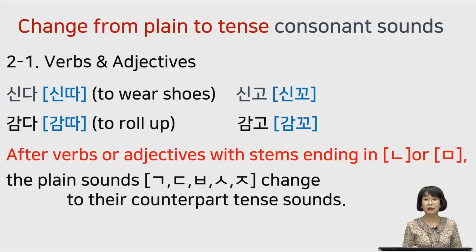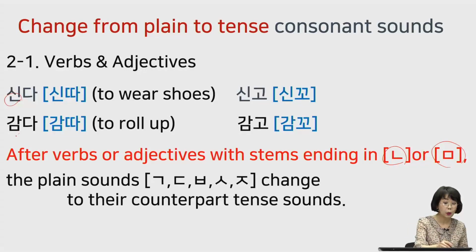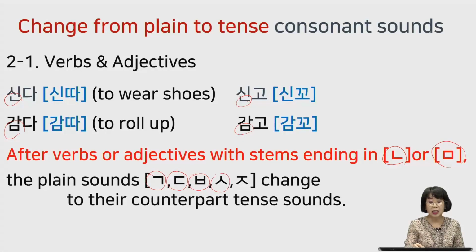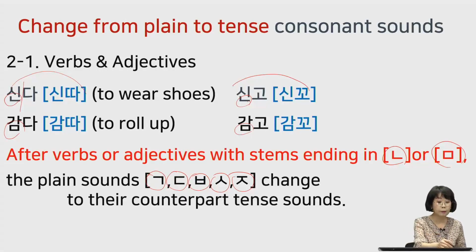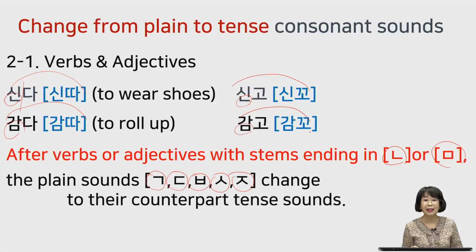After verbs or adjectives with stem ending in ㄴ or ㅁ sound, the plain sound ㄱ, ㄷ, ㅂ, ㅅ, ㅈ change to their counterpart tense sound. When you read this separately, 신다, you want to read it naturally. Then 신따. 신꼬. 감따. 감꼬.